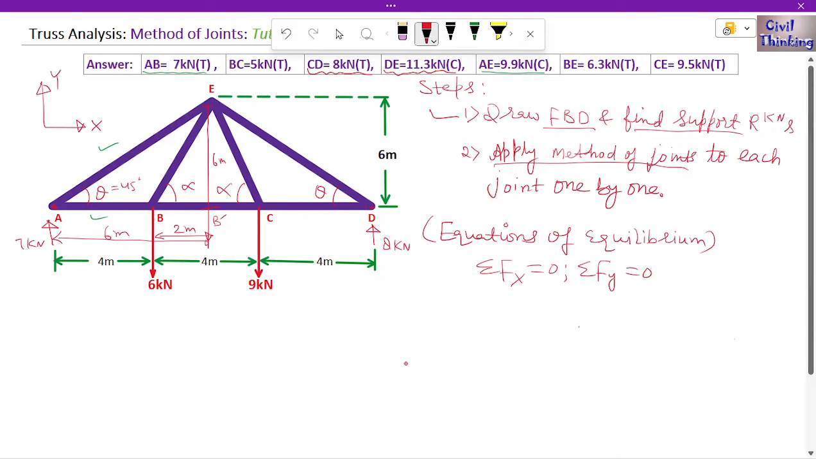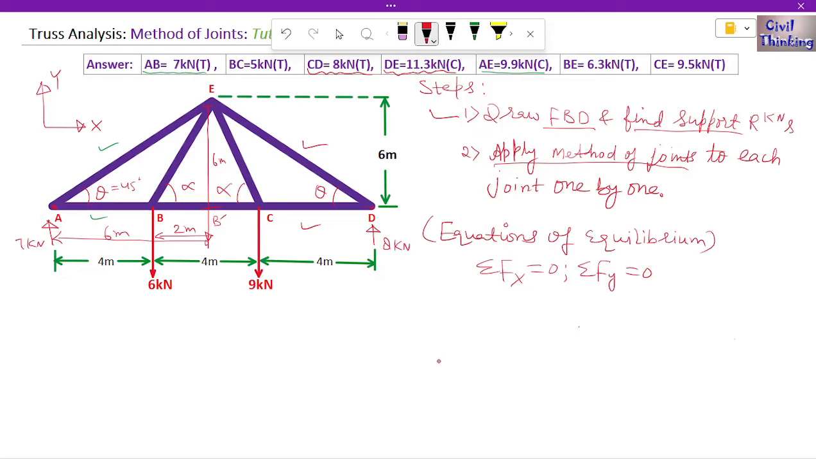Okay, now we applied method of joints this way, and we also get the force in these two members, right? Now which one is easy? We can apply it at any joint. We have to see which is a little bit simple. Now let us apply equations of equilibrium at joint C.